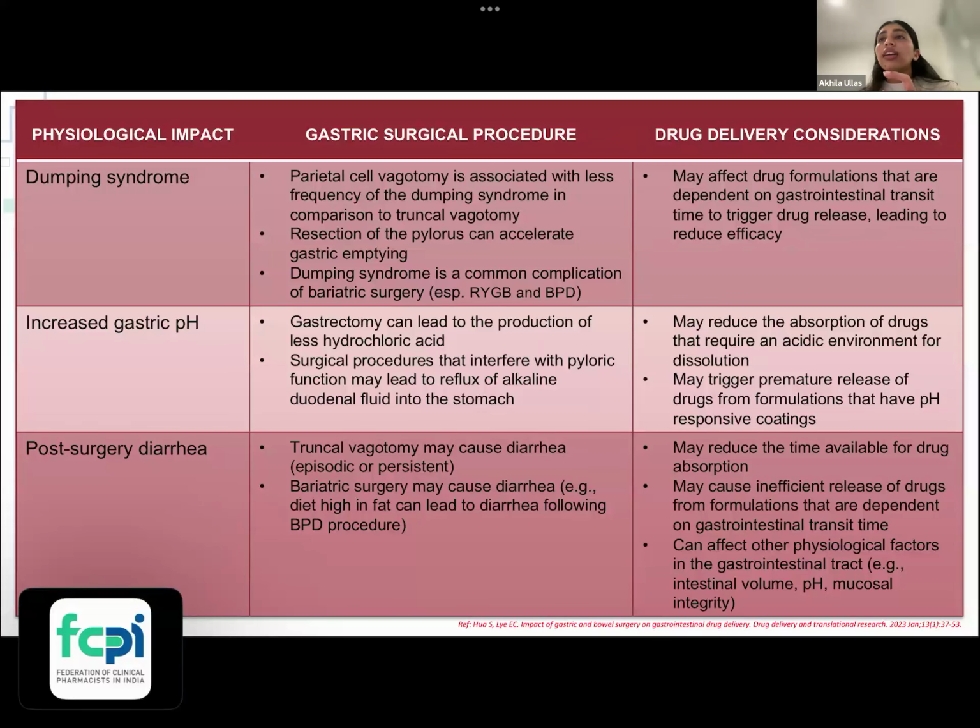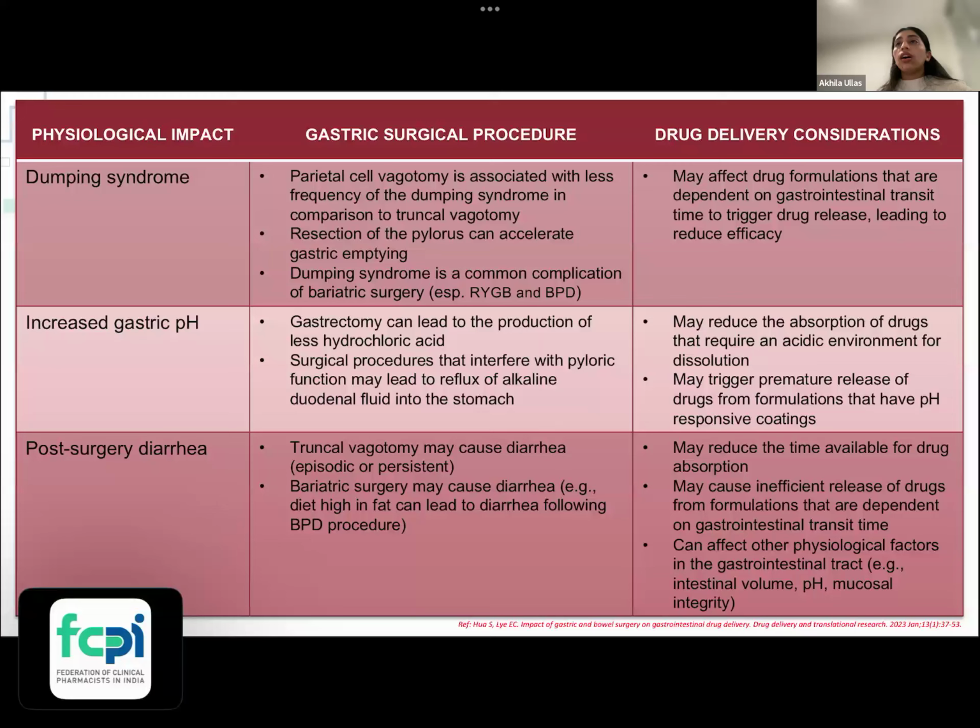So this will affect the drug formulations that depend on the gastrointestinal transit time to trigger the drug release. Some drugs, like enteric-coated drugs such as aspirin, pantoprazole, and omeprazole, should have the gastrointestinal impact. The pH should be right to dissolve these drugs. So these drugs will dissolve in an acidic state.